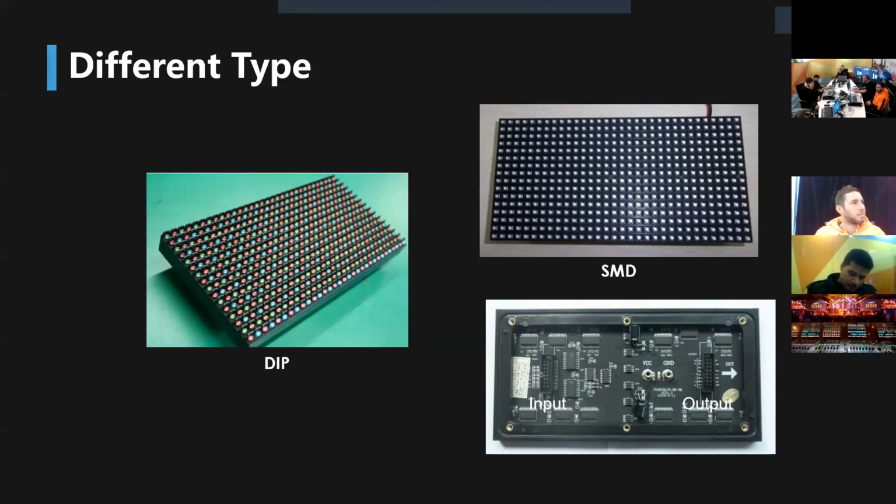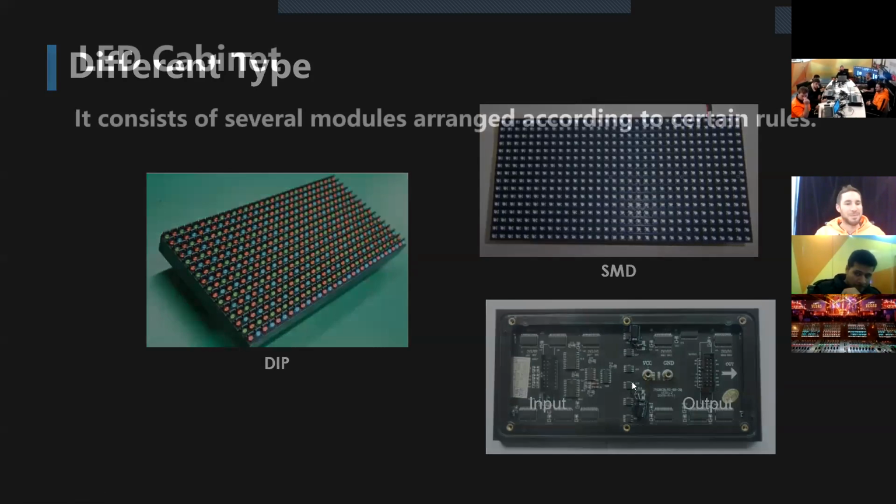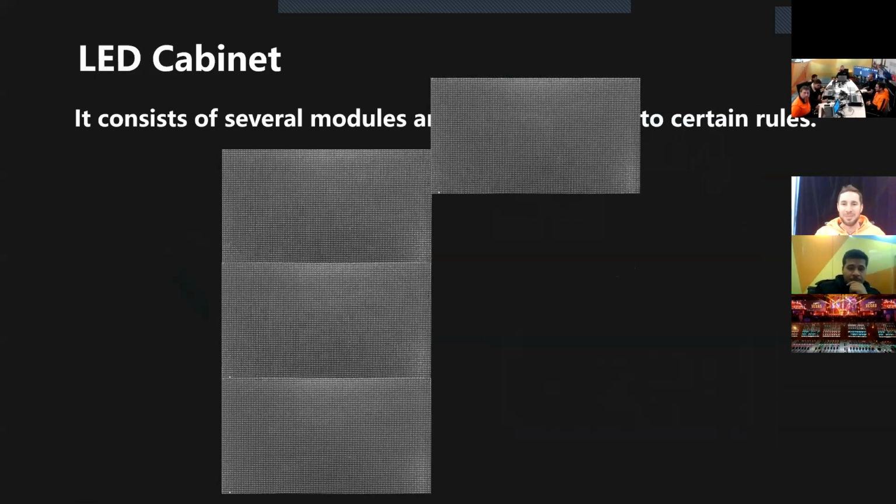All right, let's move on. For the module, there are different types. We got the DIP and SMD, and also this part is the back side of the module. We can see some chips, and also we can see the connectors.